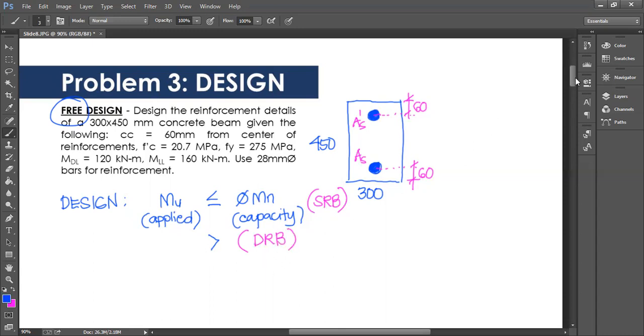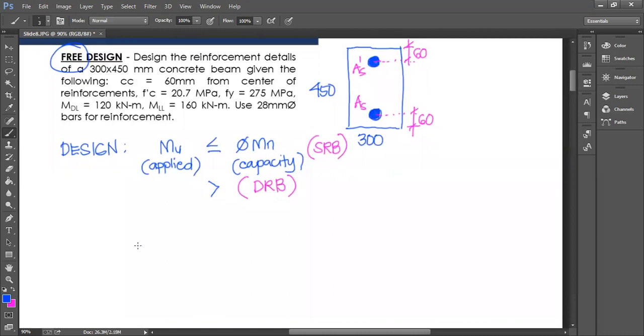Okay. So paano tayo mag-approach dito sa particular problem na to? So ang first na dapat nating malaman is ano ba yung applied load natin. So determining MU, since ang given natin is moment due to dead load and moment due to live load, we need to consider yung factors na involved. Meaning to say, meron tayong 1.2 times dead load plus 1.6 live load. Sa case natin, given na yung moment due to dead load and live load, so therefore, pwede na natin siyang i-direct substitute.